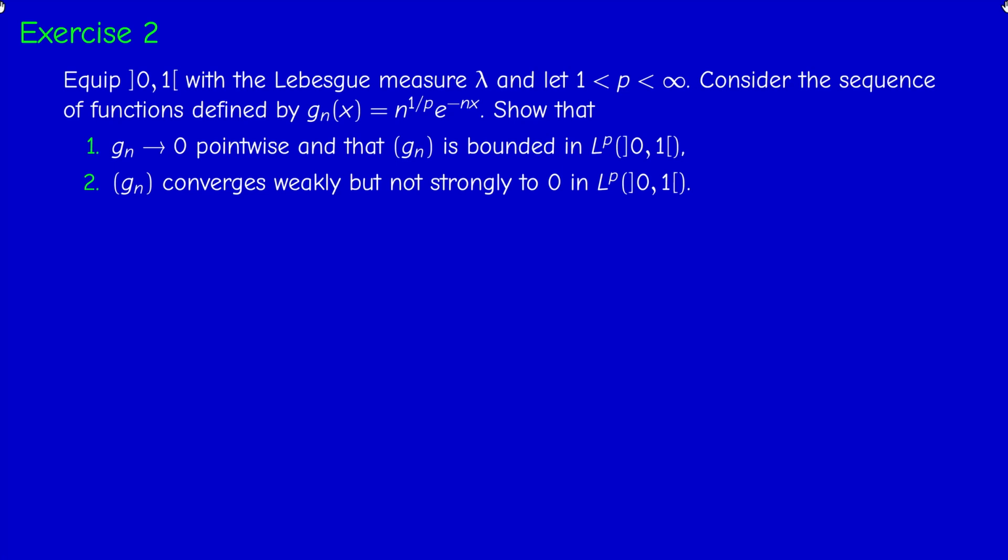So we equip 0, 1 with the Lebesgue measure, okay, as we did in the previous exercise. We don't need to mention this every time. And we consider any p between 1 and infinity. And we consider the sequence of functions gn given by gn of x equal n to the power 1 over p times e to the minus nx. Okay, so the purpose is to show that gn converges weakly to 0 but not strongly to 0 in LP. Okay. So let us prove first that gn converges pointwise to 0.